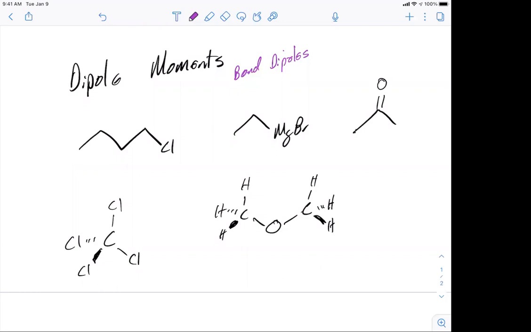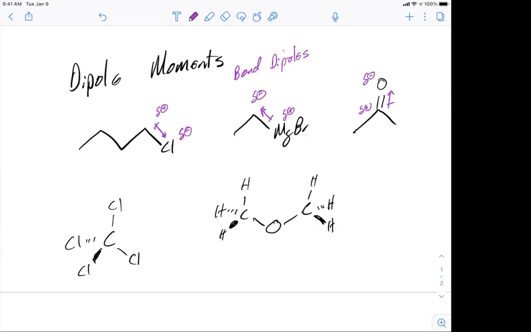Okay, so if we look at the first one, bond dipoles, the chlorine is going to be more electronegative than the carbon. So we're looking at electronegativity here. That's going to give us a partial negative, partial positive. If we look at the magnesium, it is less electronegative. So here we have the dipole going the other way, making the carbon partially negative, and of course the magnesium is partially positive. In the next one, the oxygen is more electronegative, so therefore we get a partial negative and a partial positive.